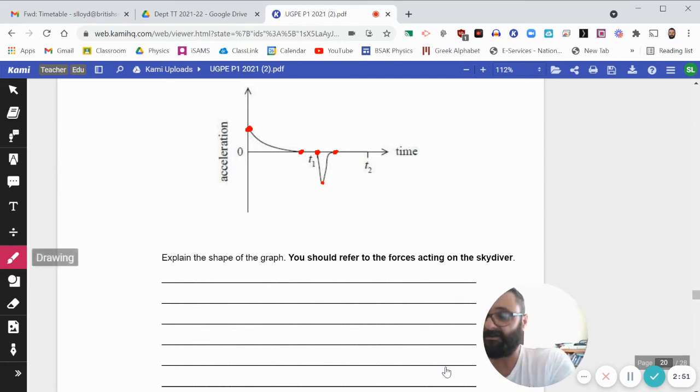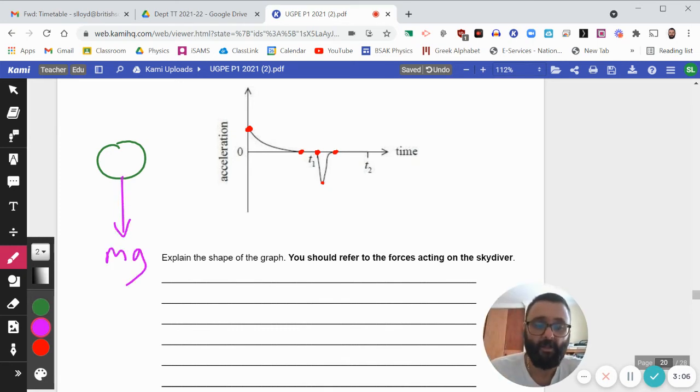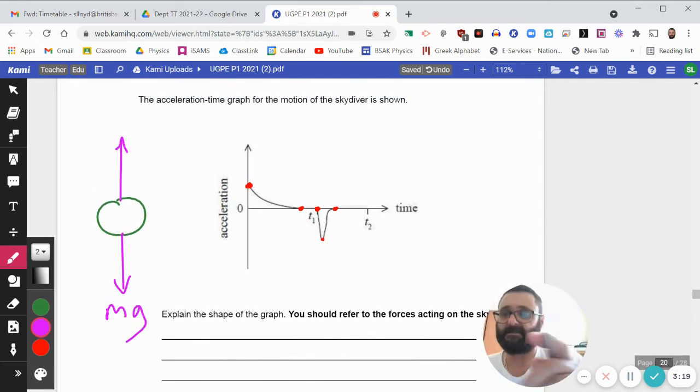Now, at the start, we have a skydiver falling. At the start, there's going to be 0 or very little air resistance upwards, so the resultant force is just the weight. Okay, as he speeds up, air resistance will also increase until air resistance or drag now equals the weight. Now forces are balanced.